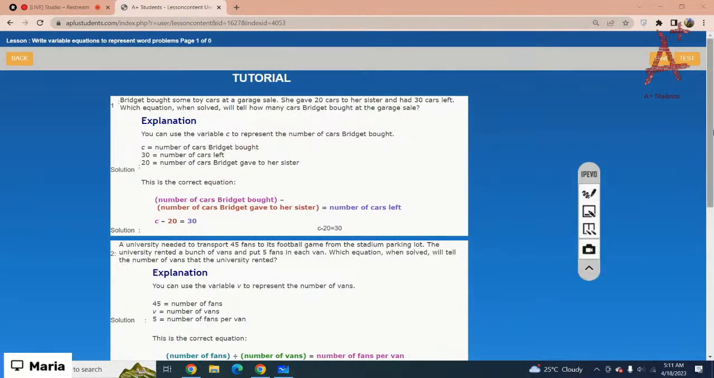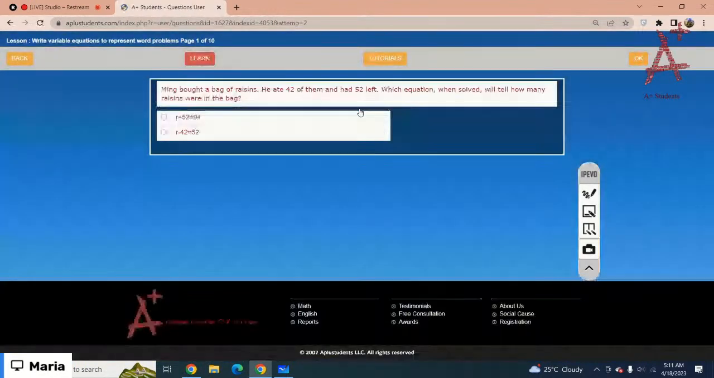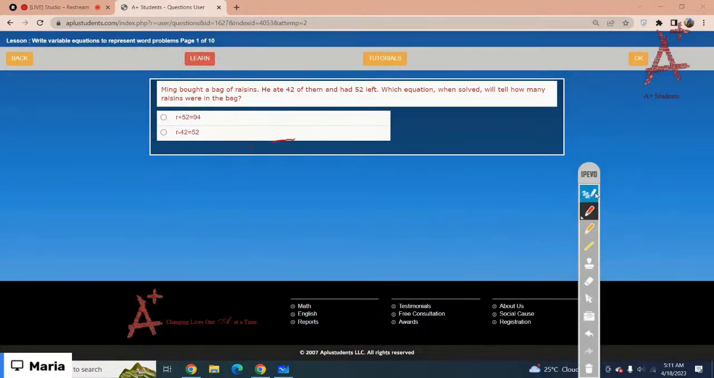Let's just start with the test question. Okay, Ming bought a bag of raisins. He ate 42 of them and had 52 left. Which equation, when solved, will tell how many raisins were in the bag? Let's suppose you have R raisins in the bag.